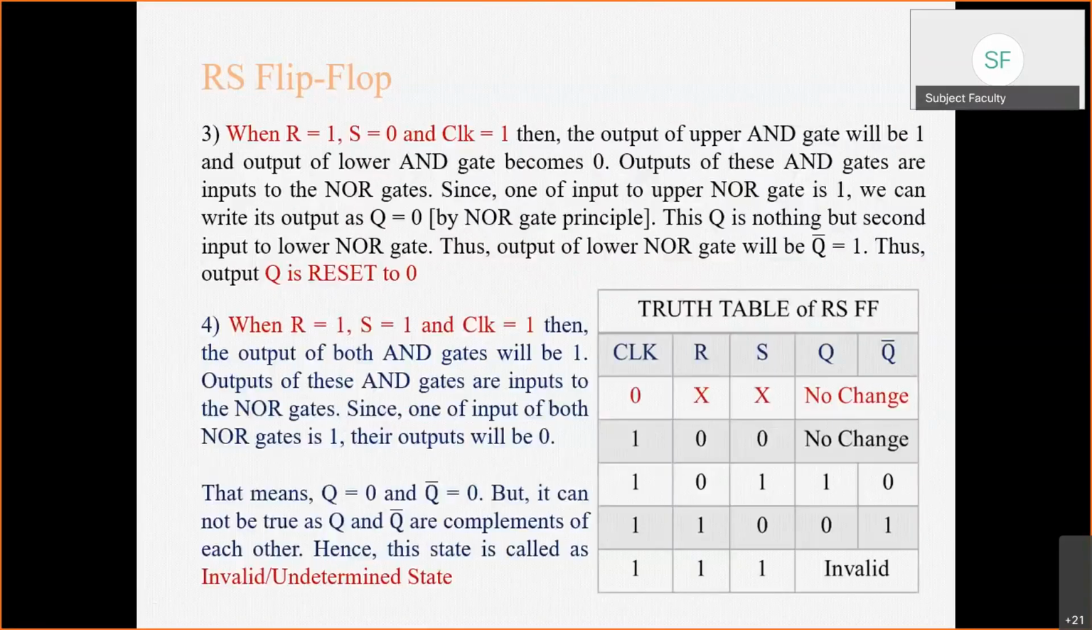And the important point is the truth table of this RS flip-flop. This is the truth table. Always remember, whenever the clock is 0, irrespective of the value of R and S, there will be no change. That means whatever the output in the earlier stage, if your Q was 0, then Q will be 0 as it is, and Q bar will be 1 if your clock is 0.